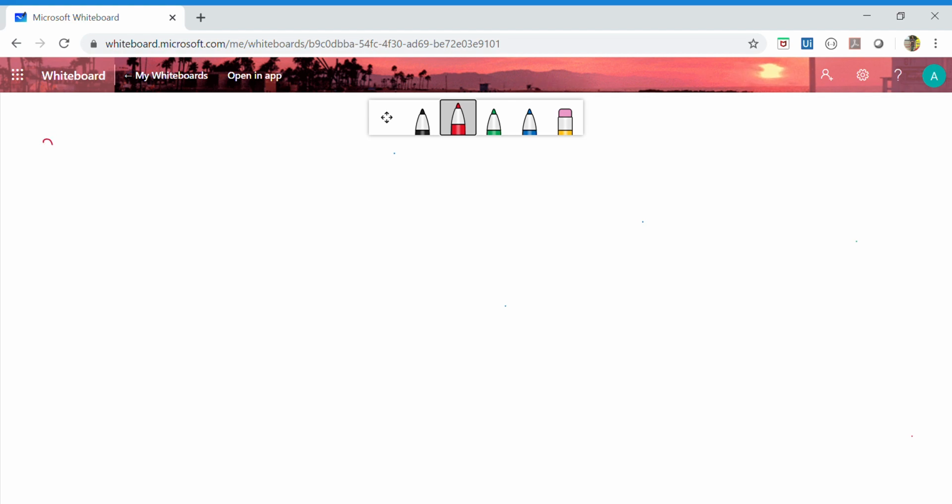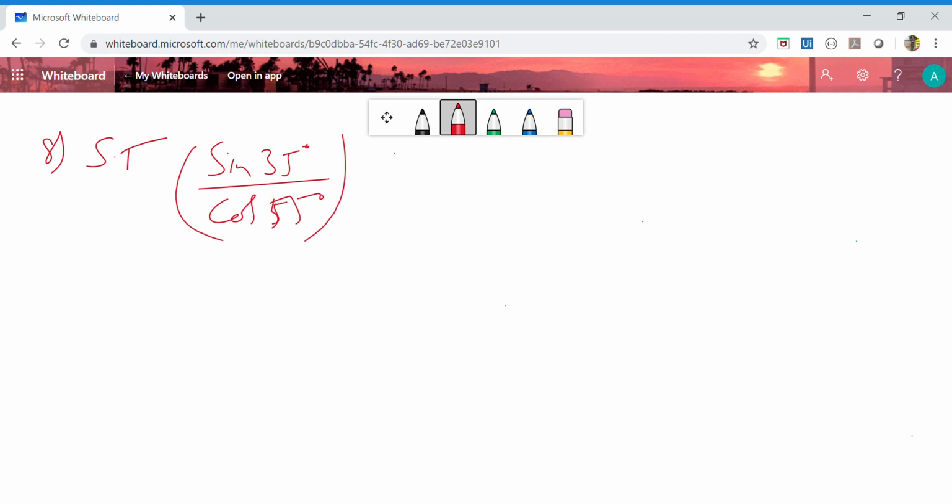Next, 8th question. Show that (sine 35 degrees by cos 55 degrees) whole square minus 2 cos square 60 degrees is equal to 1 by 2. It is a connective question between concept to concept. So here complementary angles and here standard angle.